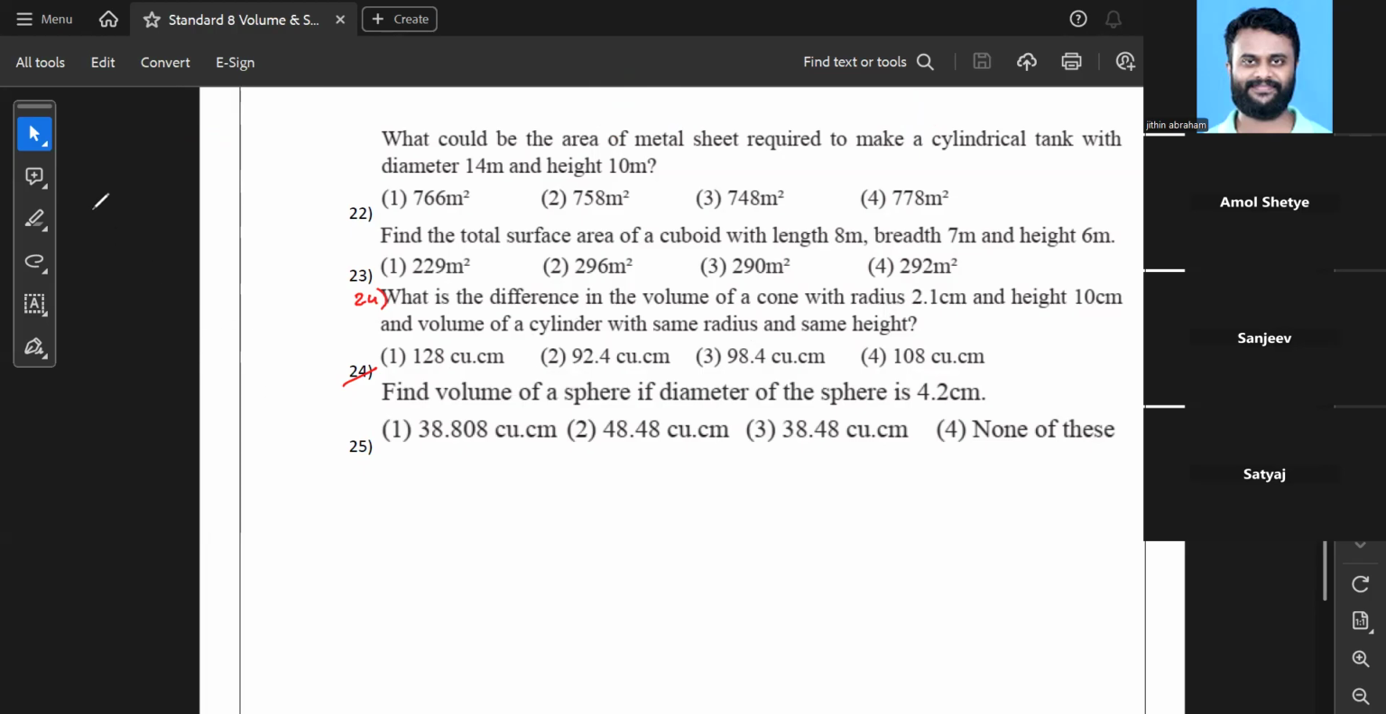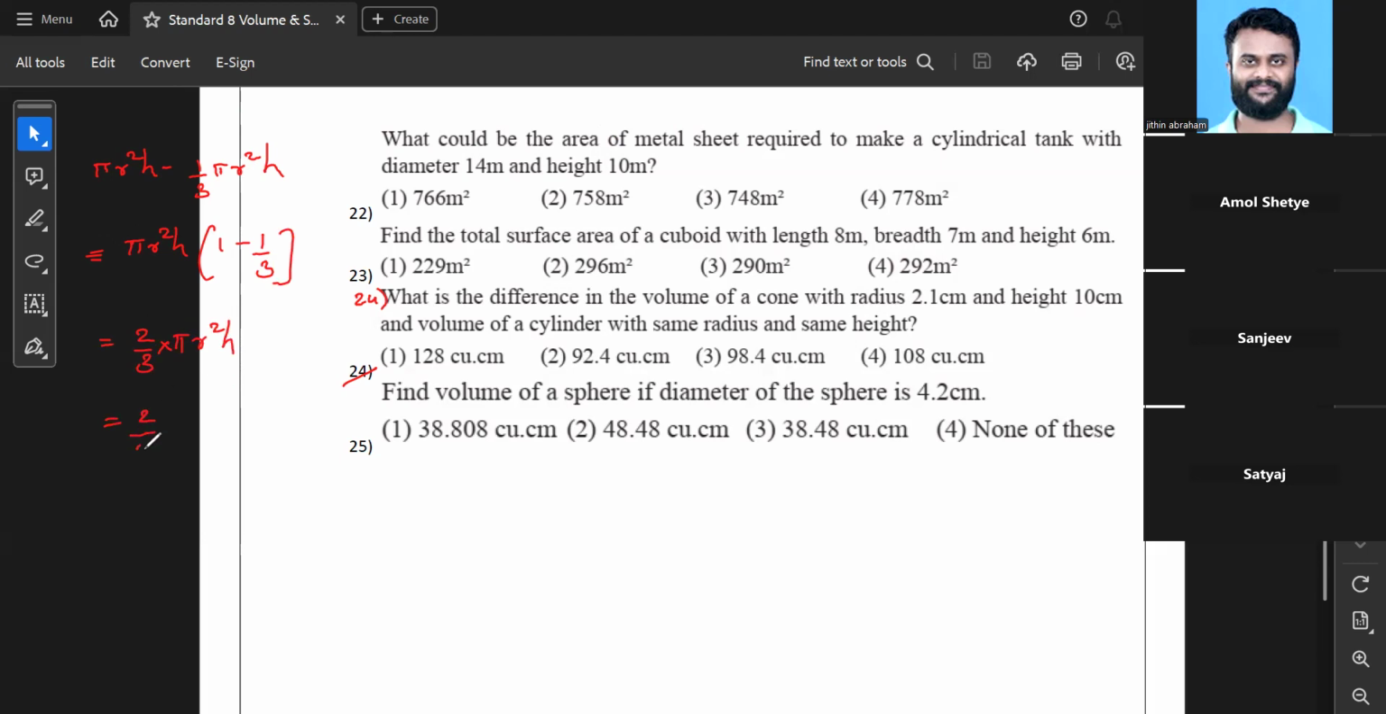So the formula, obviously the cylinder's volume is greater. So what they're asking is basically pi r square h minus 1 by 3 pi r square h. Logically speaking, this is 1 times pi r square h minus 1 by 3 times pi r square h. If you take pi r square h common outside, you'll be left with 1 minus 1 by 3. 1 minus 1 by 3 is 2 by 3. So what they're asking is 2 by 3 pi r square h.